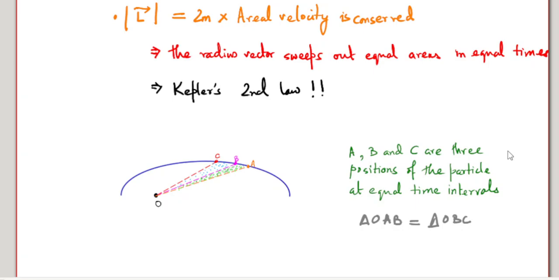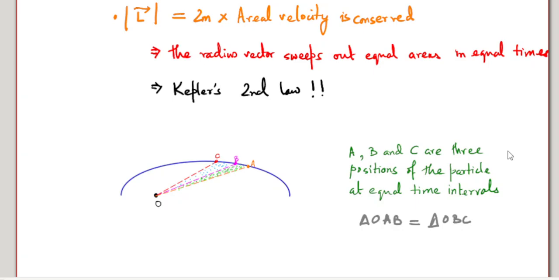Note once again that Kepler's second law really is a consequence of the force being central. It does not have to be the gravitational force. Any other central force field will also lead to this particular law, the area law.